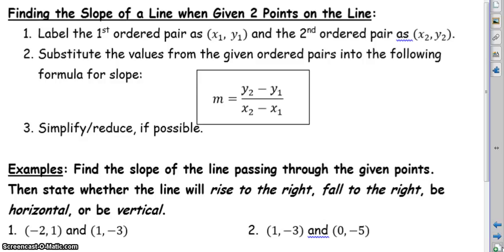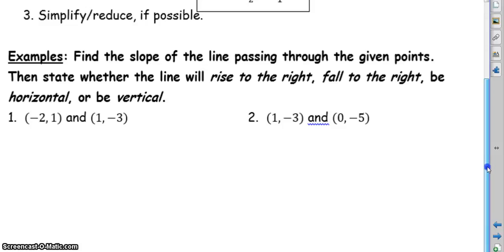Now what we have is our slope formula. The slope formula uses two sets of ordered pairs, x1 and y1 and x2 and y2. And the formula is y2 minus y1 over x2 minus x1. Then you're just going to have to reduce that. And then you're going to write whether it rises or falls, horizontal or vertical in those cases. So we get a chance to see what type of slope or what actually happened in the slope.